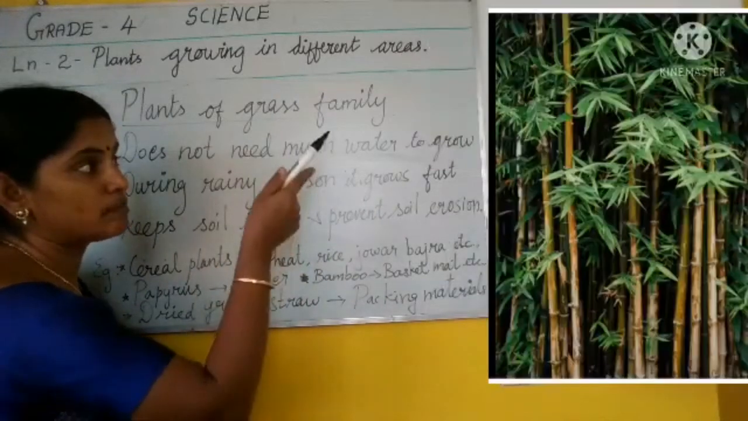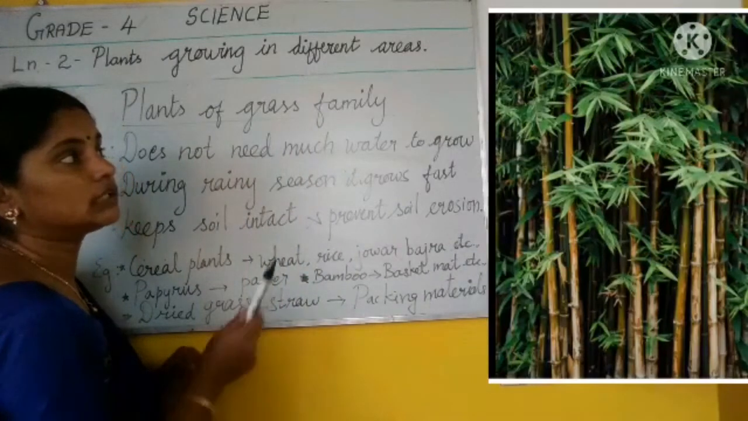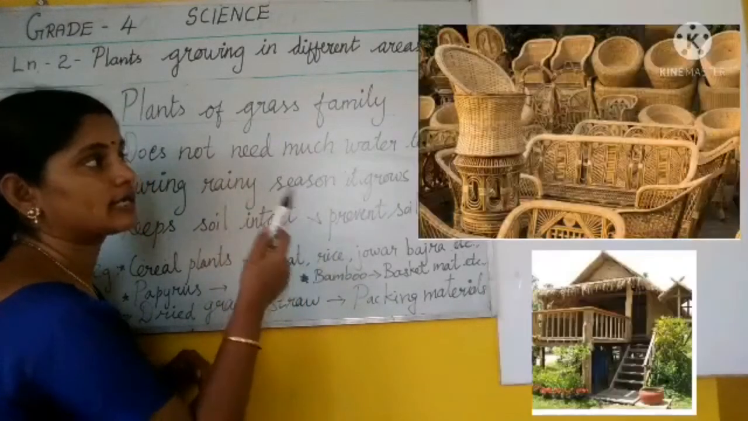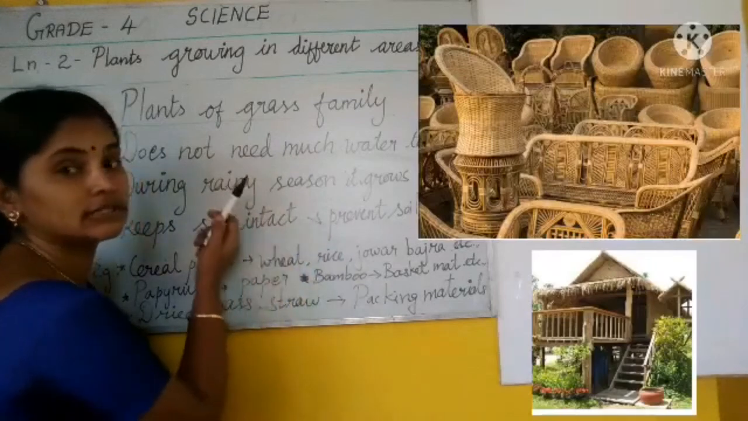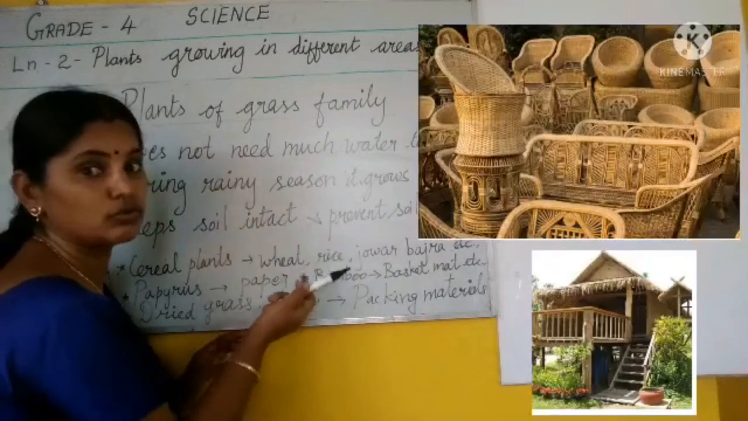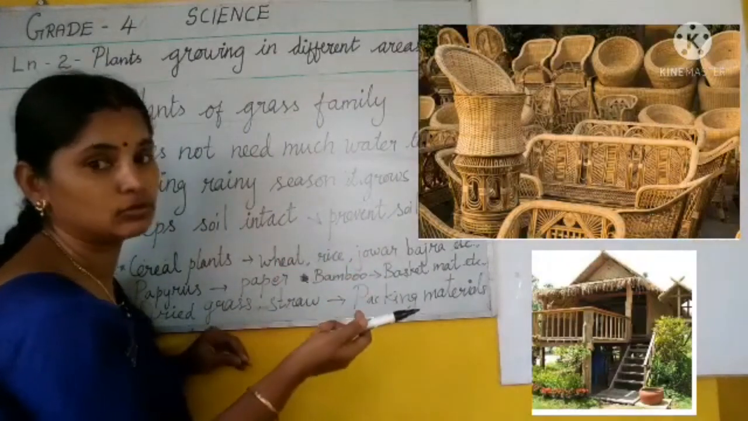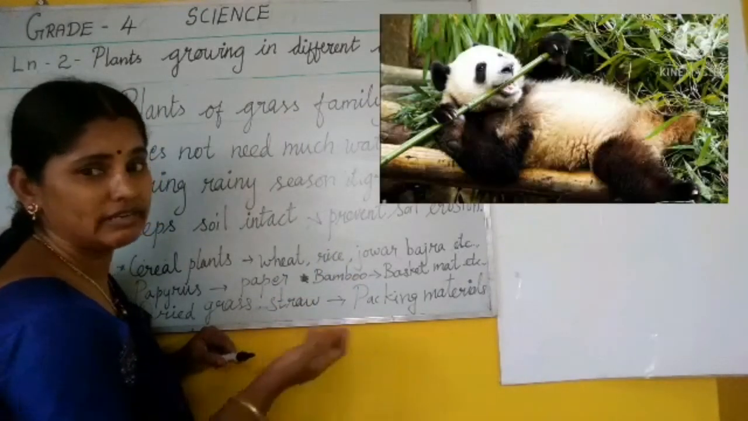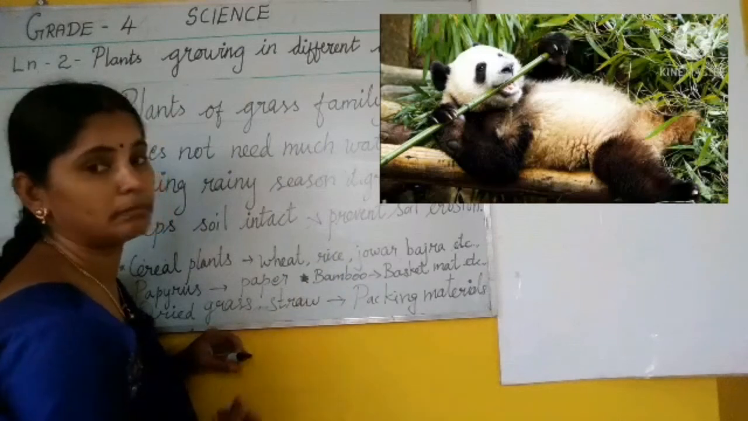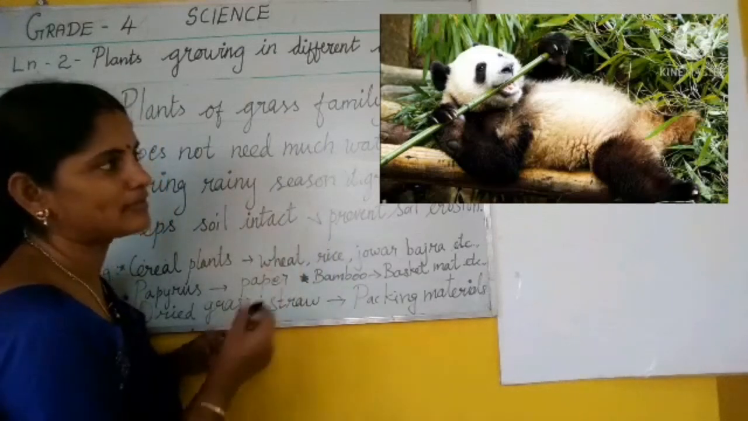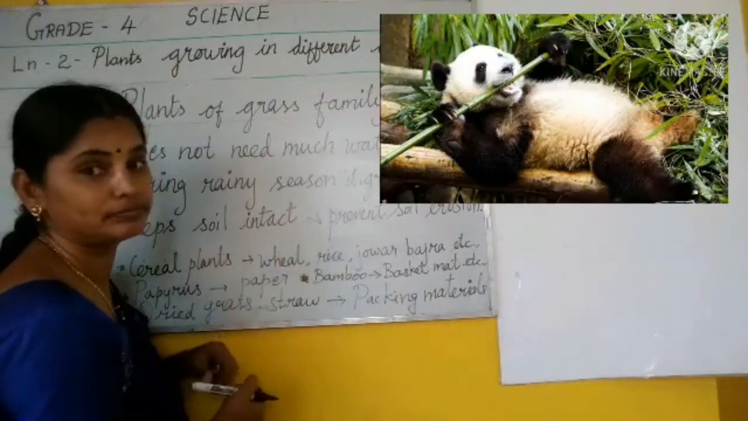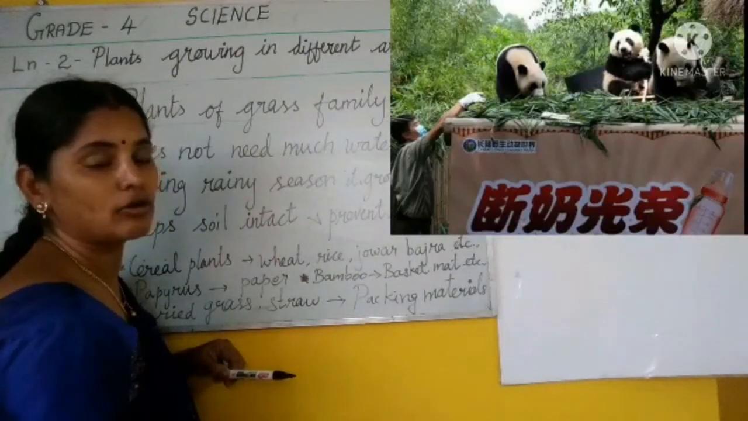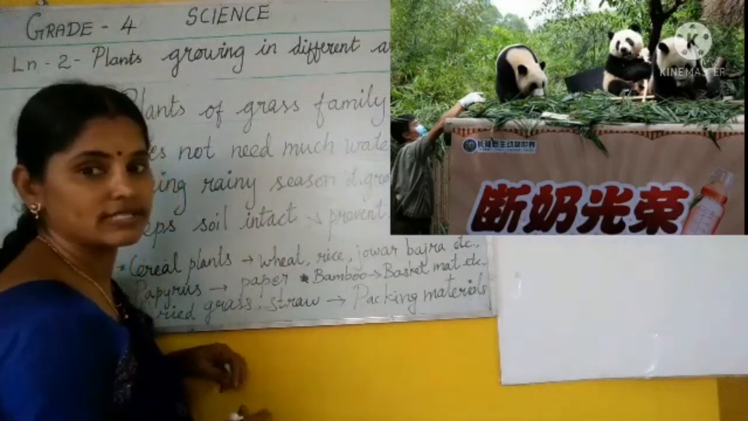Then this is bamboo. This bamboo is used to make chairs, baskets, mats, and we can build a hut using bamboo. Okay. So these bamboos are very few in number nowadays. Look at this panda. It is eating young bamboos. Because bamboos are less, the number of pandas is also very low nowadays.